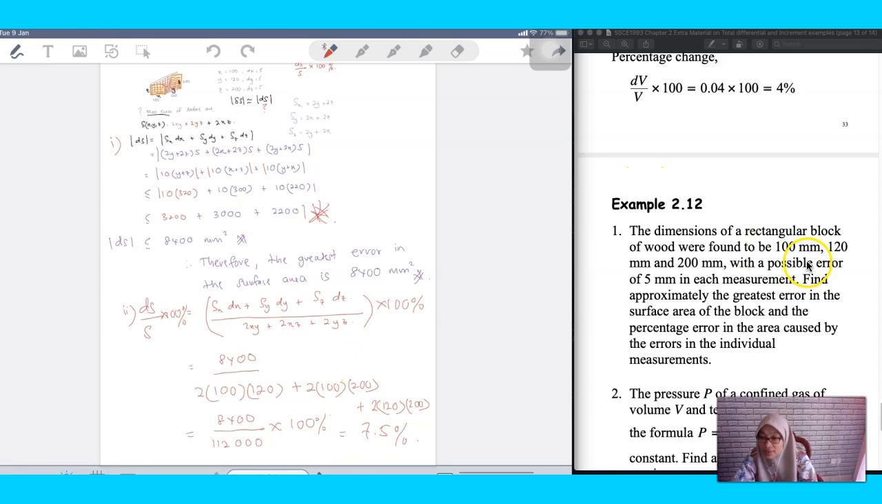Now, it says a possible error. They don't say that it is off. If they said it is off by 5 millimeters, we would know that it is decreasing, and the value of each measurement would be decreasing by 5 millimeters. But this one is just a possible error, so that's why we put dx as positive. The dx is positive 5.